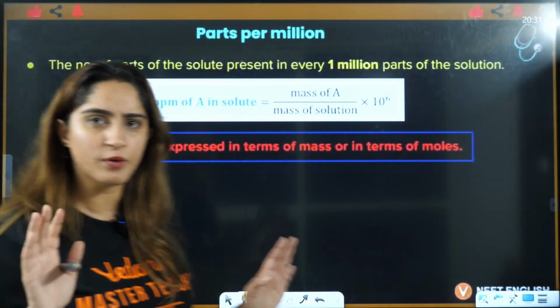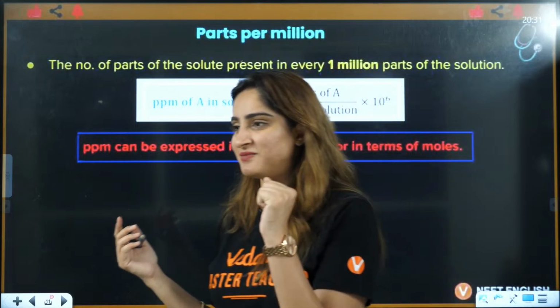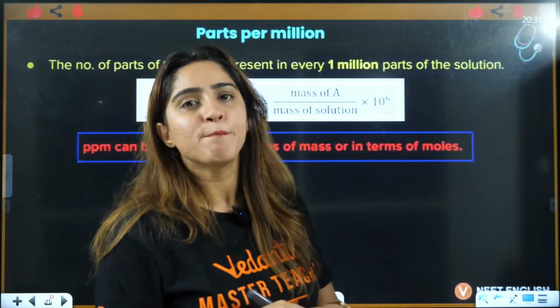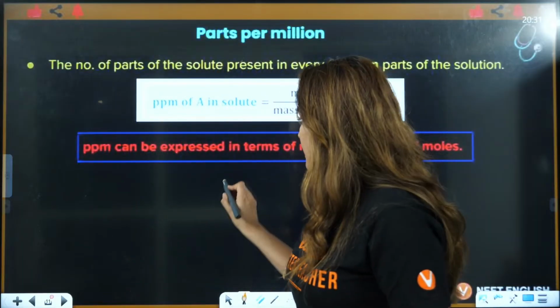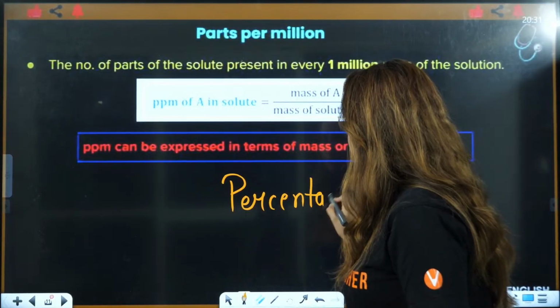Is that clear? Okay. The next topic that we were talking about is parts per million. Let's talk about parts per million. See, let's talk about percentage.